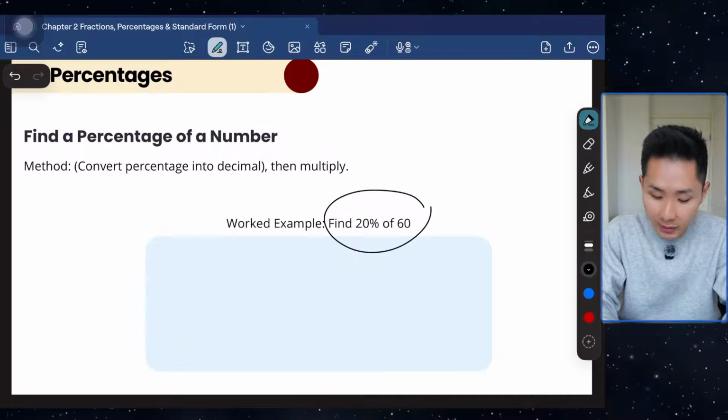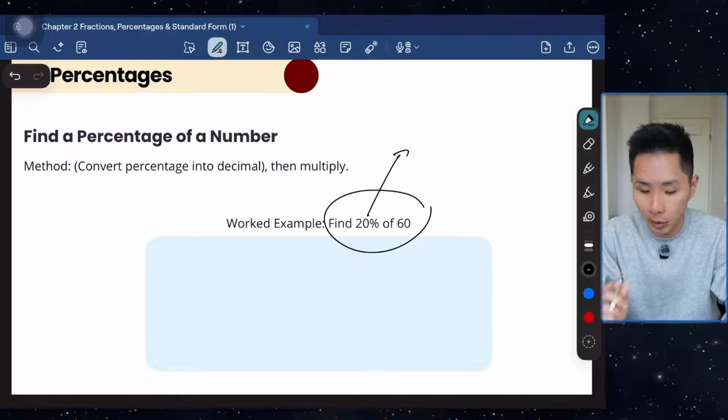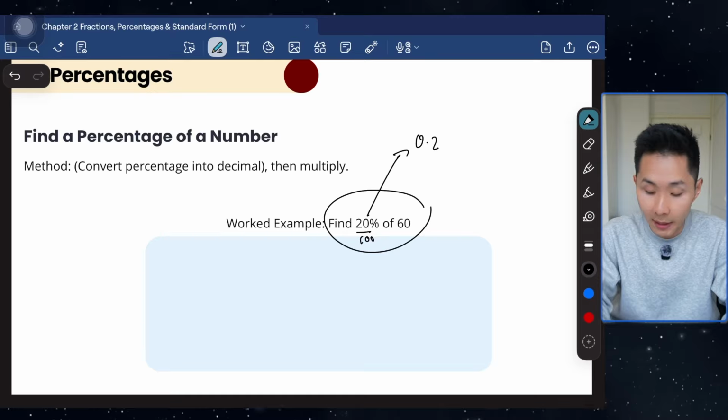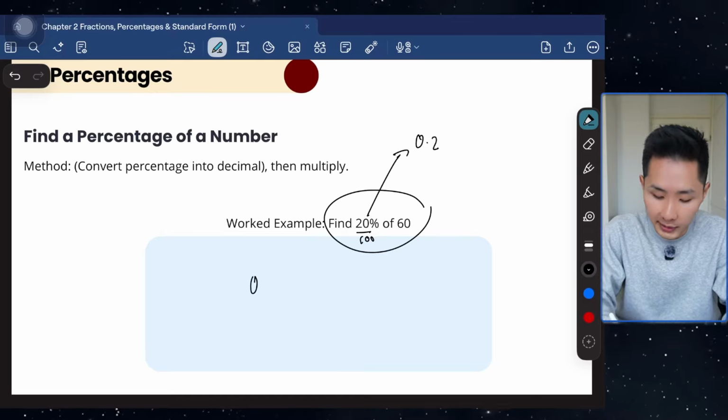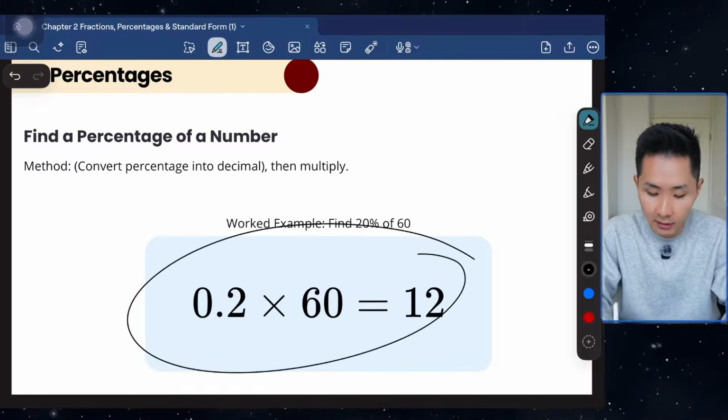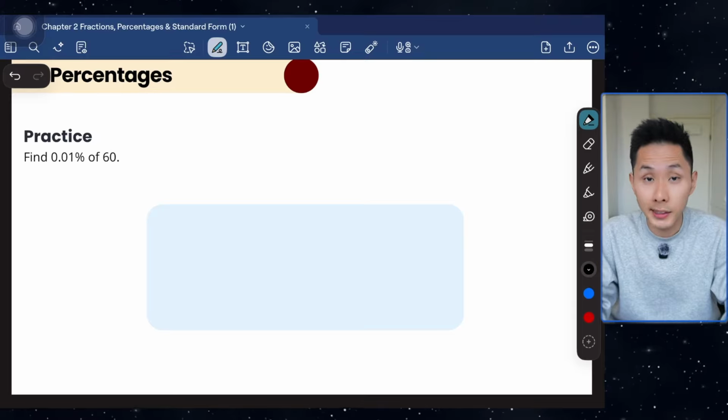So to do that, you have to first convert the percentage into decimal. So which will be 0.2 because you can just divide by 100 and then multiply 0.2 by 60 and then you would have gotten 20% of 60. So this is how it's done. All right, let's do some practice.